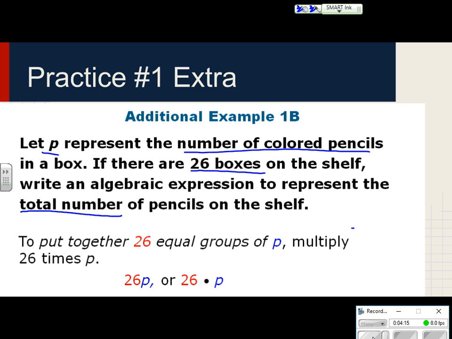So this I want you to copy down. Really we're looking at doing 26 times P. Here are two different ways you can write it: 26 with a P next to it, or 26·P. Again, don't put the X because then it looks like 26xP and it's confusing. You may think you have extra points on a video game. That ain't the truth. Copy that down and then we'll move on.